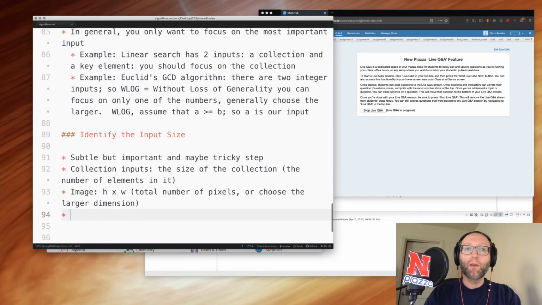One of the trickier ones is, what if it's a numerical input? That is an integer n, or integer x, I'll say, right? What's the size of a number? What's the size of the input of a number? Now, this is the subtle part, and I'm going to take a little detour here and present to you another example of why this is actually important.